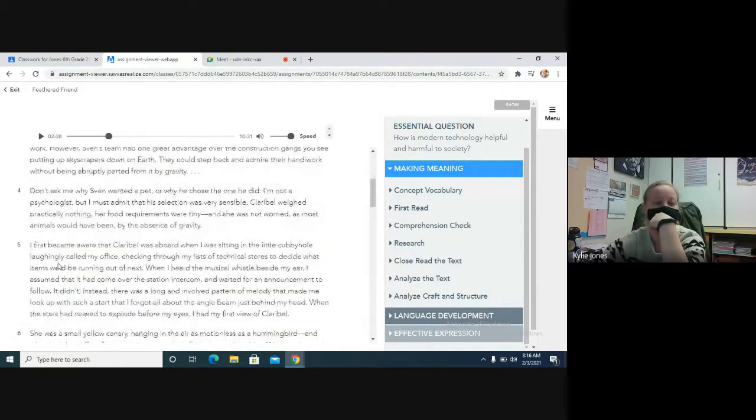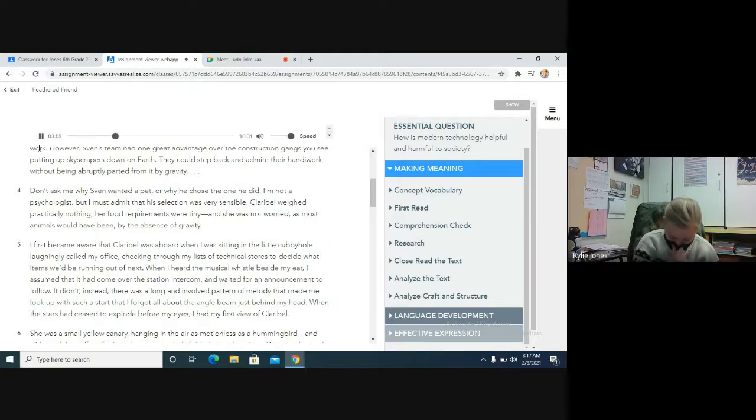Okay? So, we are on paragraph 4. Here we go. Don't ask me why Sven wanted a pet, or why he chose the one he did. I'm not a psychologist, but I must admit that his selection was very sensible. Clarabel weighed practically nothing. Her food requirements were tiny, and she was not worried, as most animals would have been, by the absence of gravity.